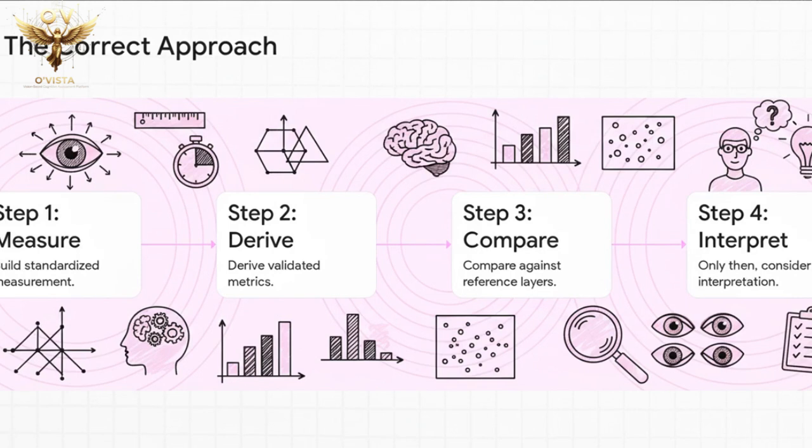The right way to do this is methodical. It's disciplined. First, you establish a standardized measurement. Then, from that, you derive validated metrics, numbers that are rigorously proven to measure what you think they measure. Then you compare those against reference populations, and only after all of that can you even begin to think about what it might mean in a clinical context.